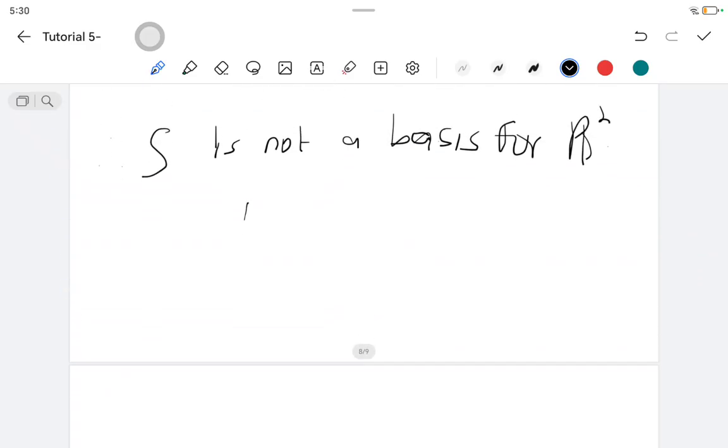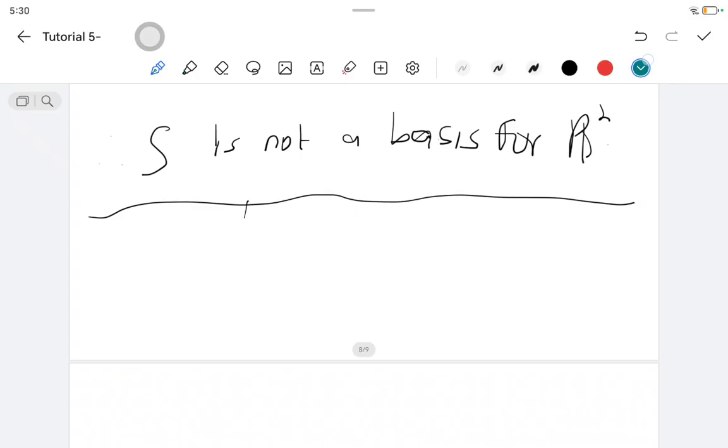Yeah. So the third one says that we should... Let's say we're given S, which is equals to 1002 0.